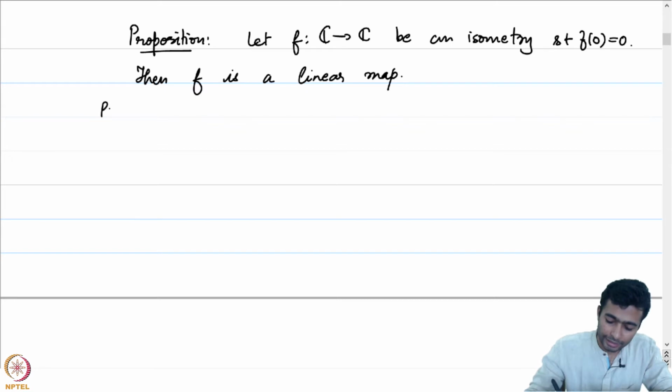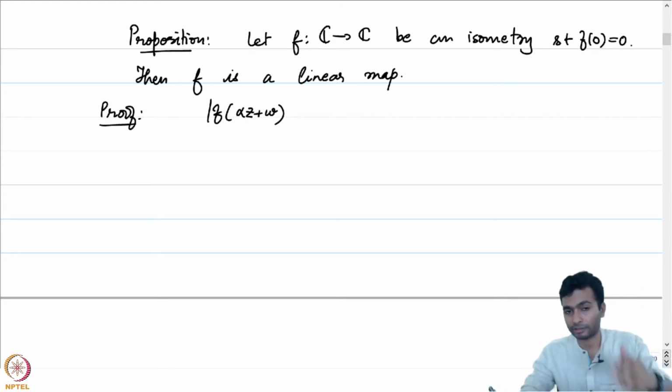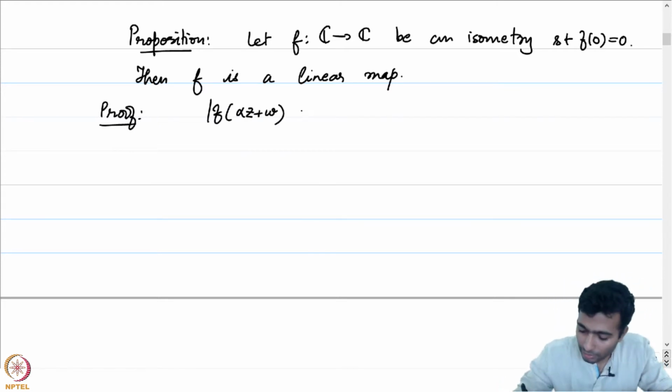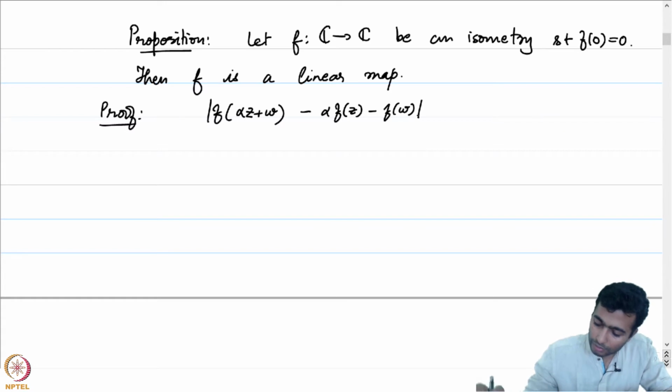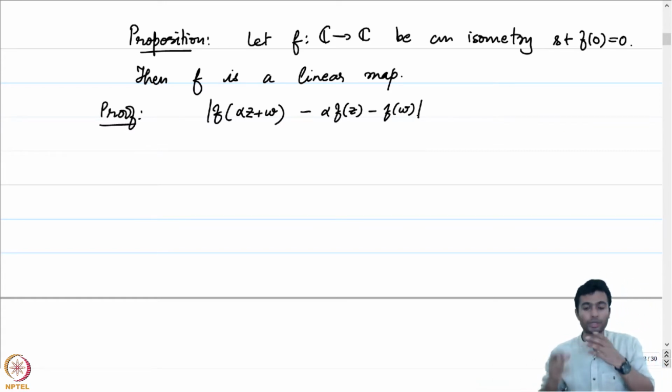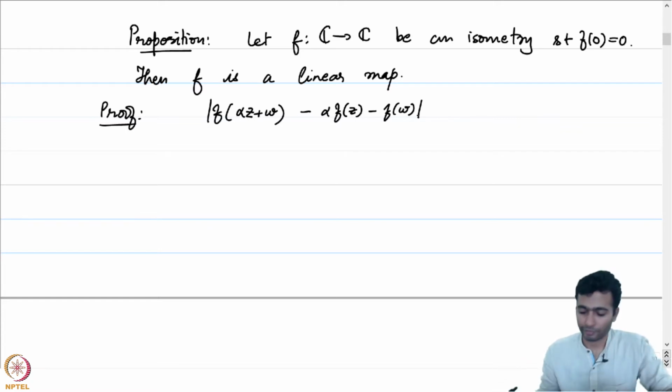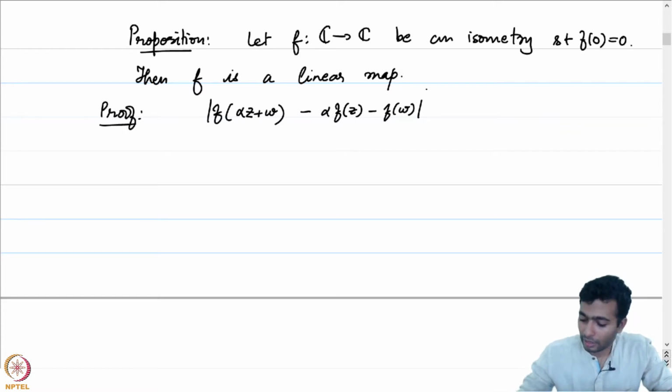To check that it is linear, we just have to see what happens to f of alpha z plus w. We just have to check that this is equal to alpha times f of z plus f of w. So let's look at f of alpha z plus w minus alpha times f of z minus alpha f of w, and let's see how this behaves.